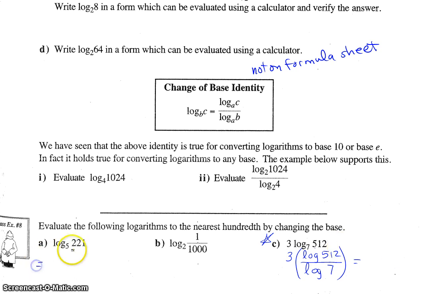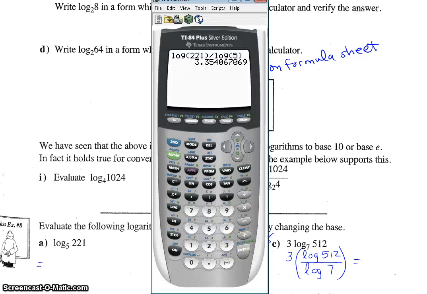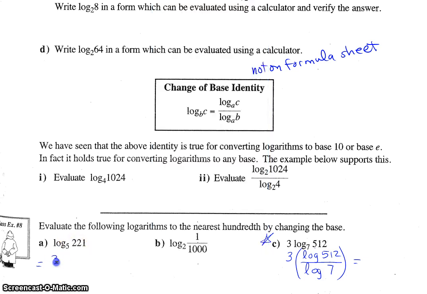Okay, so why don't you guys try A and just see if you can get a value for that, see if we get the same thing. Okay, pause your video, please. Okay, so on the calculator, you used your change of base identity, and you went log 221 divided by log 5, the base, and we should have got a value of 3.35, keeps going forever, but to the nearest hundredth, 3.35. Okay, so like I said, not really part of the curriculum, so for interest's sake though, let's look at the next page.